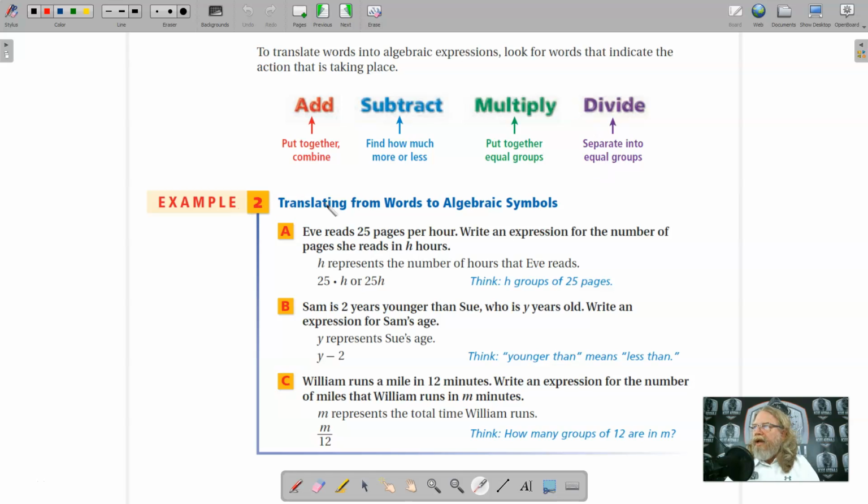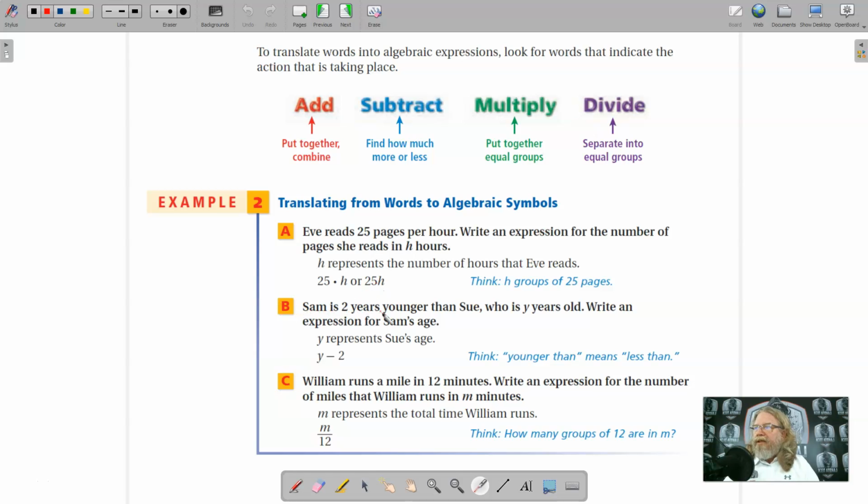So in example 2, we have translating from words to algebraic symbols. Example A is Eve reads 25 pages per hour. Write an expression for the number of pages she reads in H hours, where H represents the number of hours. Well, if she reads 25 pages every hour, and it's always 25 pages every hour, then we are indeed adding together the same value over and over again. So this is going to be multiplication. So we could do 25 times h, or we could just simply do 25h.